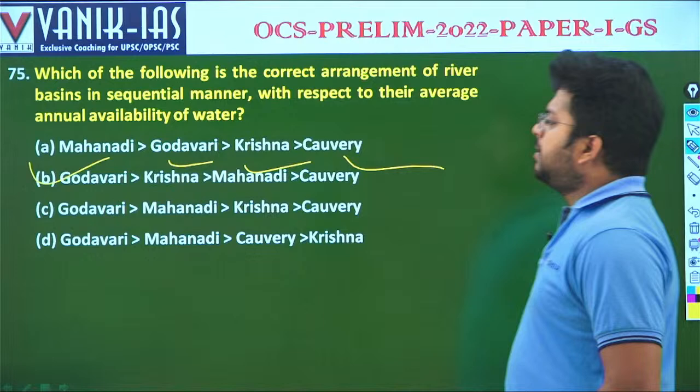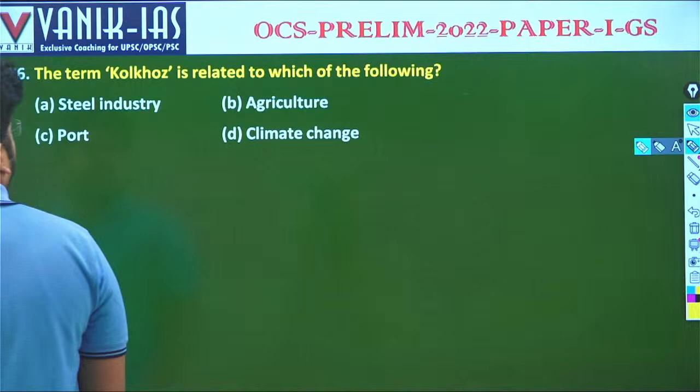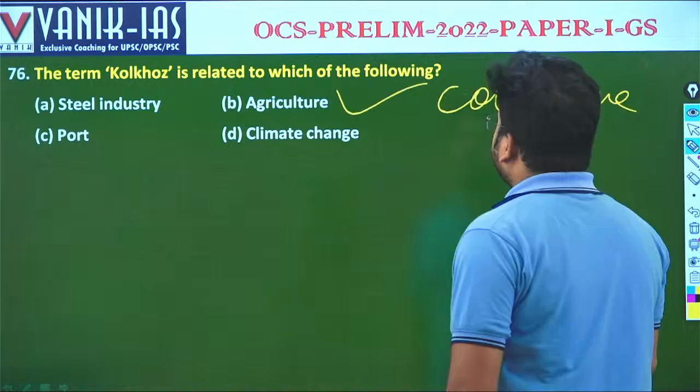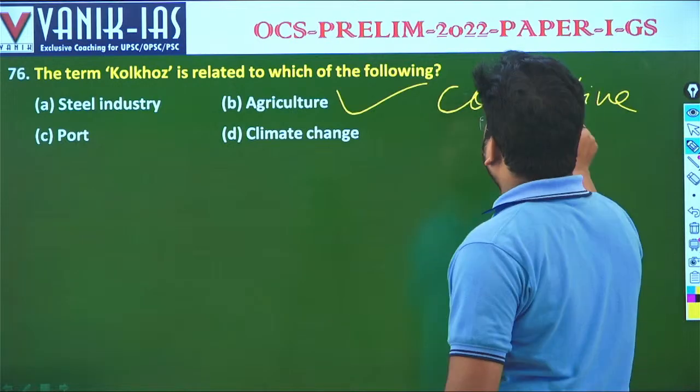The term kolkhoz was related to which of the following? Kolkhoz is steel industry, or sport, or climate change, or agriculture. It is agriculture. It is collective agriculture. Collective agriculture means few people will cultivate collectively, like a cooperative system. In case of USSR, that is called Kolkhoz. B is the answer.